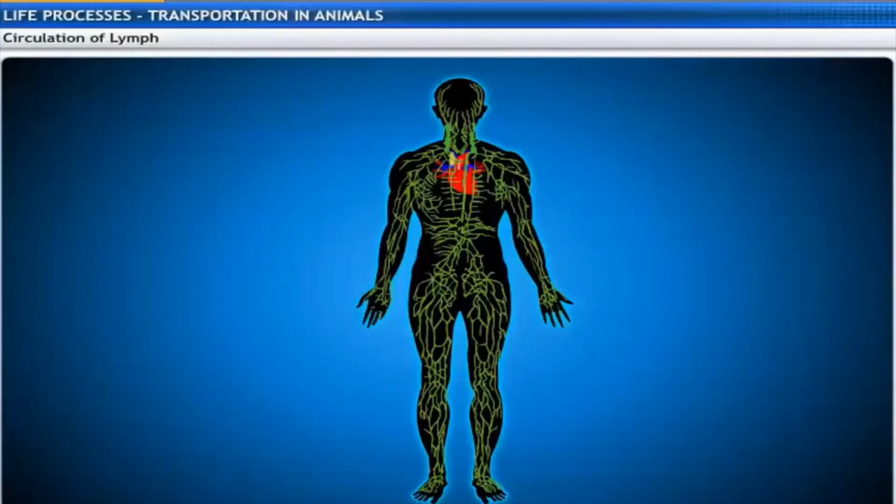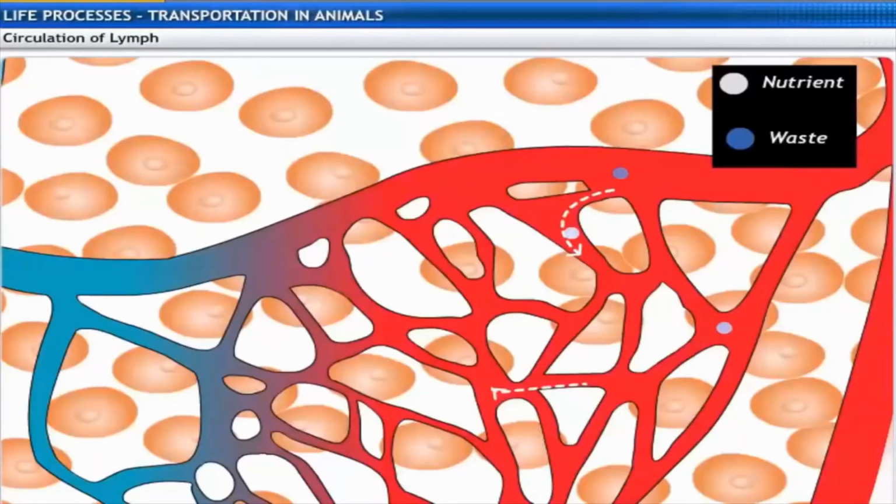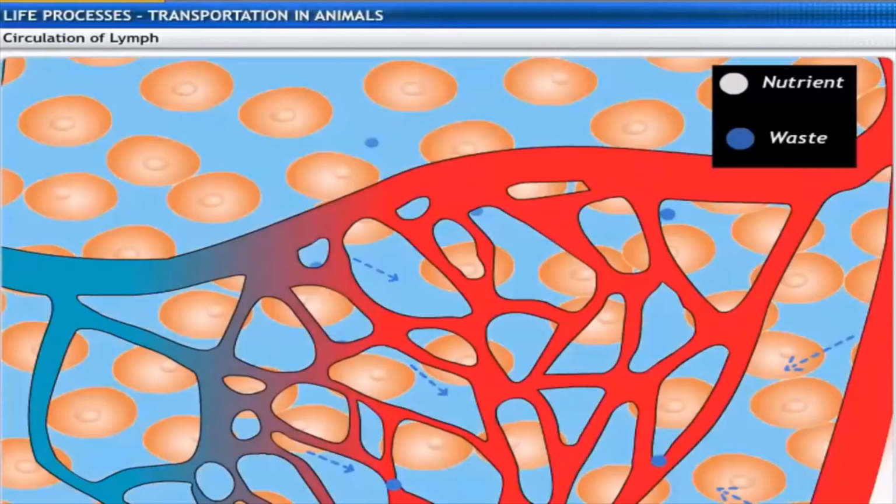The circulatory system also uses lymph or tissue fluid to transport substances through the body. Blood supplies nutrients to the tissues and collects the waste products which do not get absorbed by the tissues. The waste product and any excess fluid diffuse into the intercellular spaces of the tissues and then form the tissue fluid or lymph.